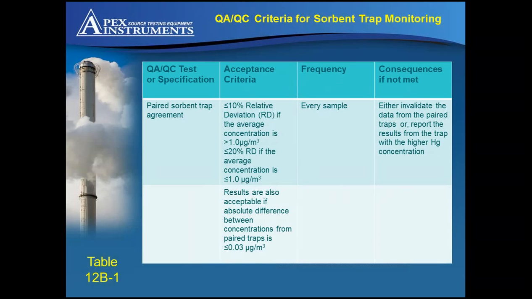Paired sorbent agreement, we already talked there. Dual traps, they have to be within 10% of each other when you compare the two concentrations. If they're not, you can either take the highest value or invalidate your test.